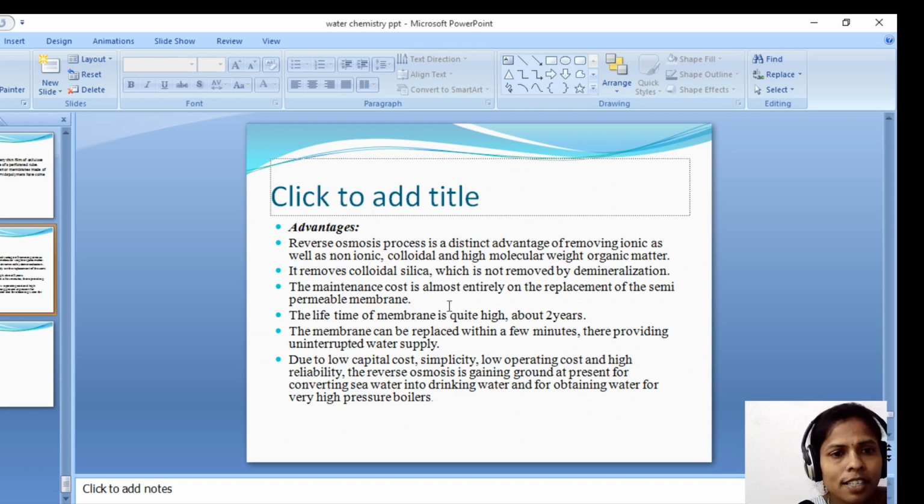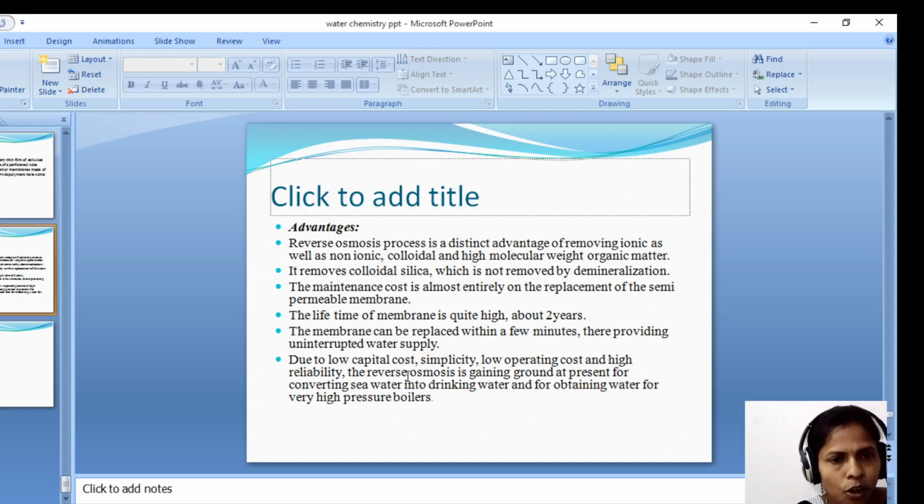The maintenance cost is almost entirely on the replacement of the semi-permeable membrane. So here there is no other maintenance cost. The maintenance cost depends only on the replacement of the semi-permeable membrane. But the lifetime of the membrane is quite high, about 2 years. The membrane can be replaced within a few minutes, thereby providing uninterrupted water supply. So we can remove the semi-permeable membrane and replace it very easily.